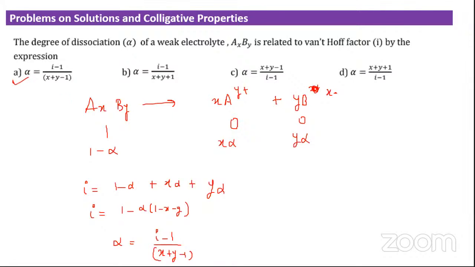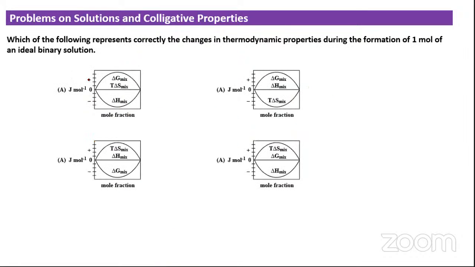ठीक है, जल्दी से एक और question करते हैं. Do this: which of the following represents correctly the changes in thermodynamic properties during formation of 1 mole of an ideal binary solution? ठीक है, तो thermodynamic properties कैसे change होती हैं, you have to tell. तो तीन basically यहाँ पे consider की गई हैं: delta G mixing, delta H mixing और T delta S mixing. तो enthalpy of mixing, free energy of mixing और entropy of mixing, how all the three get affected you have to tell. और ideal binary solution का case है हमारा, we have the case of ideal solution.